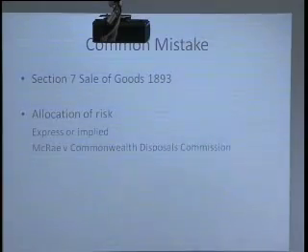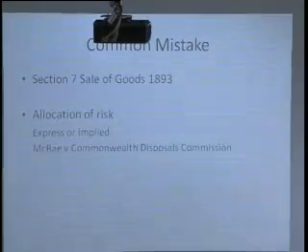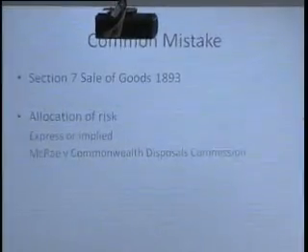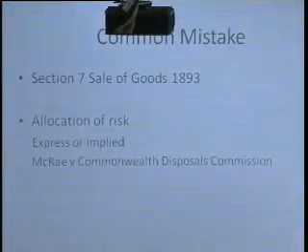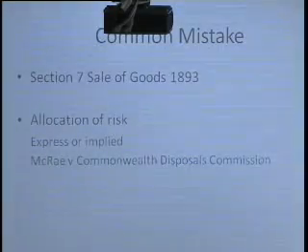The leading case in the area is McRae versus Commonwealth Disposals Commission. It's an Australian case, and the case revolved around the existence or non-existence of a wreck. The Commonwealth Disposals Commission told Mr. McRae that there was a wreck on a particular reef at particular coordinates. McRae then entered into a contract for the salvage of that wreck, but when he went to that particular location at those particular coordinates, he found that there was no wreck there. So again, it's a classic example of a common mistake whereby both parties thought that the wreck was there, the wreck turned out not to be there, so you have your common mistake.